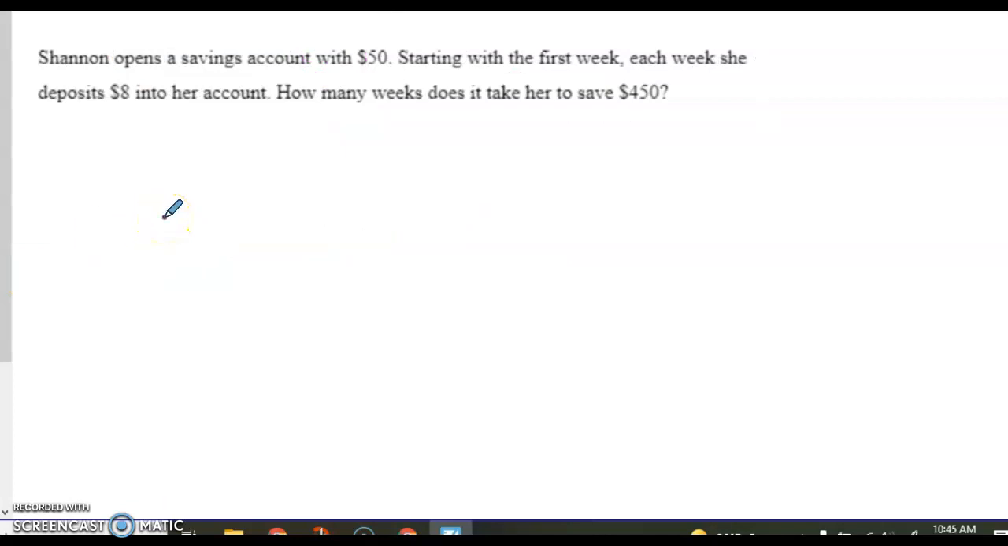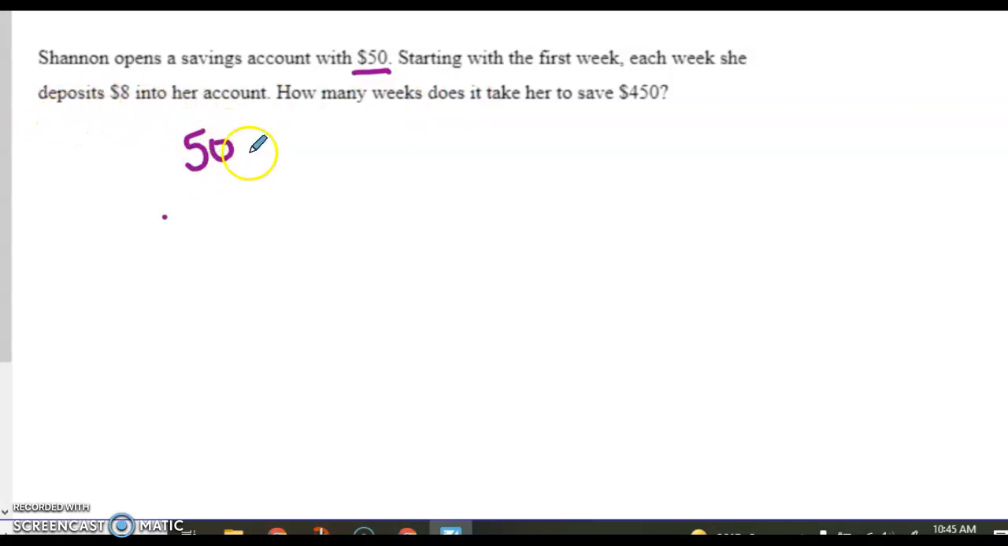All right, Shannon opens a savings account with $50, starting with the first week. Each week she deposits $8 into her account. How many weeks does it take for her to save to $450? Okay, so we know she starts with 50. And then we know that each week she deposits $8 into her account.